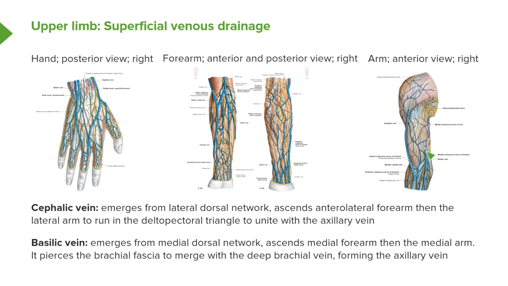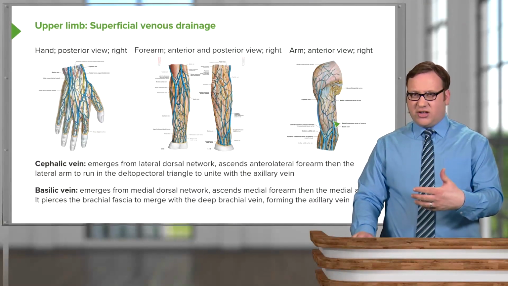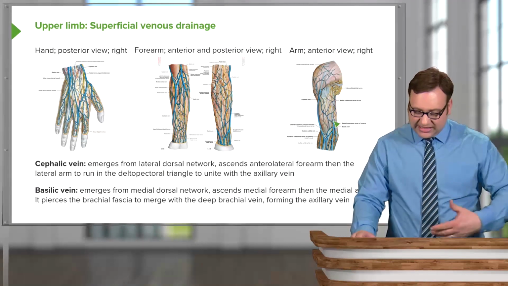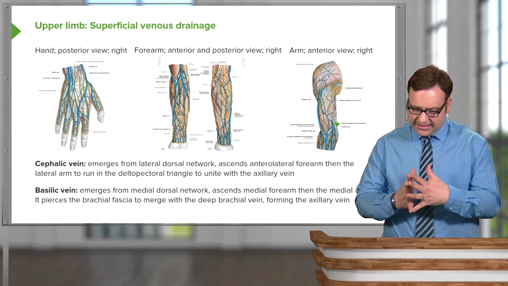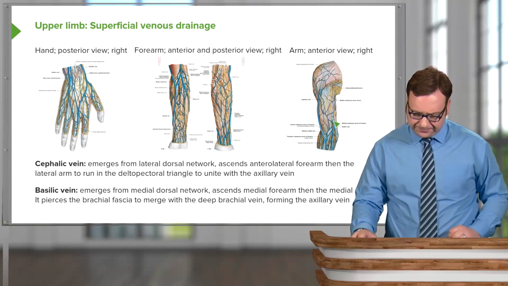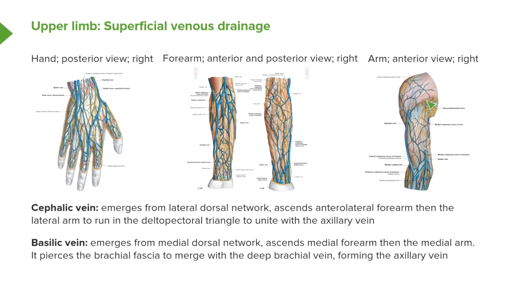So the brachial vein runs alongside the brachial artery, coming from deep. It receives the basilic vein, and these two veins uniting form the axillary vein. The axillary vein then runs up in the axilla, where it receives the cephalic vein, and then it becomes the subclavian, which passes back to the heart.